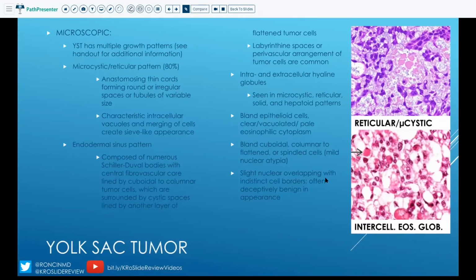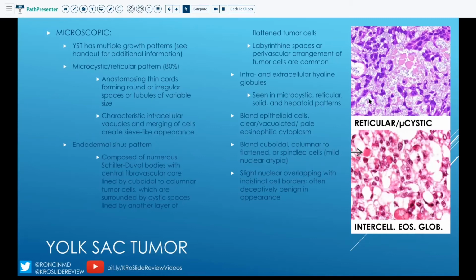And this is just a low power image of yolk sac tumor. As with a lot of other tumors that we've seen today, yolk sac tumor has a lot of different growth patterns, so I've added those into your handout so you can take a look at those. Your microcystic reticular pattern is the most common, and there are elements of microcystic and reticular pattern in the case that we had, where you have these relatively thin cords that form these tubules. So you can see the tubules kind of forming here. And you have these spaces in between, and you can have vacuoles or this sieve-like appearance where you have the spaces in between the tumoral cells.